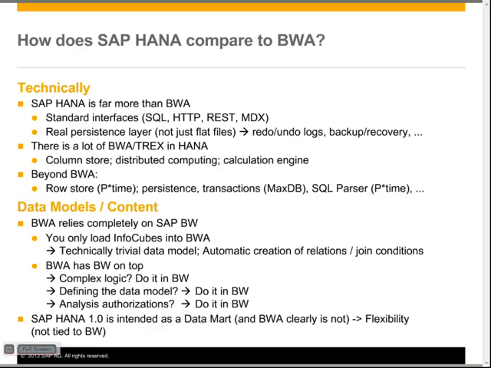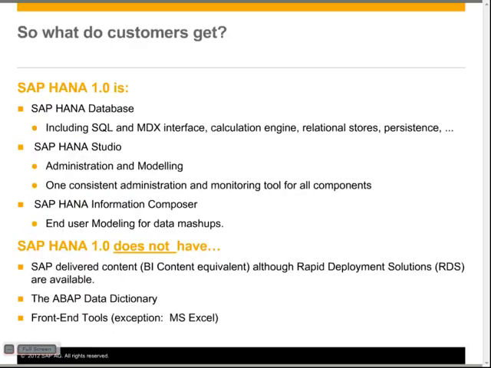Comparing HANA to BW wouldn't make too much sense because of the speed differences that we have seen. What does it include? What do customers get with HANA?